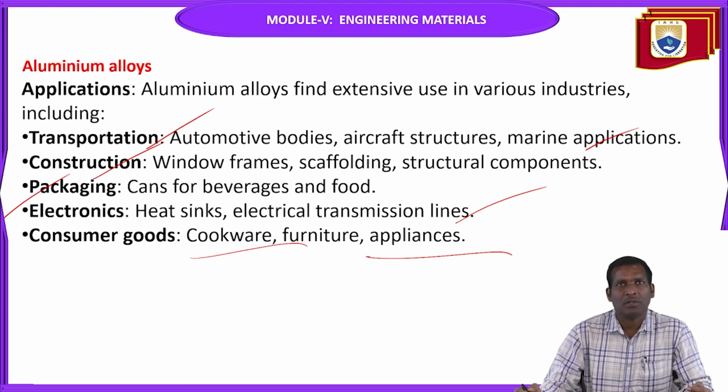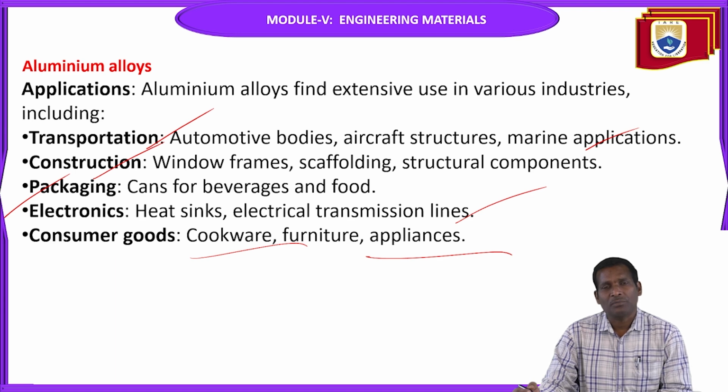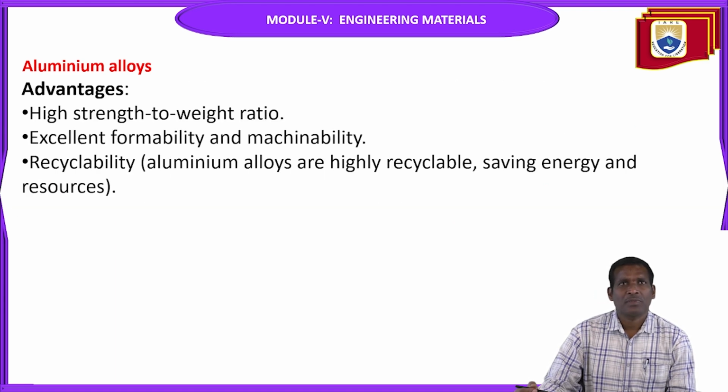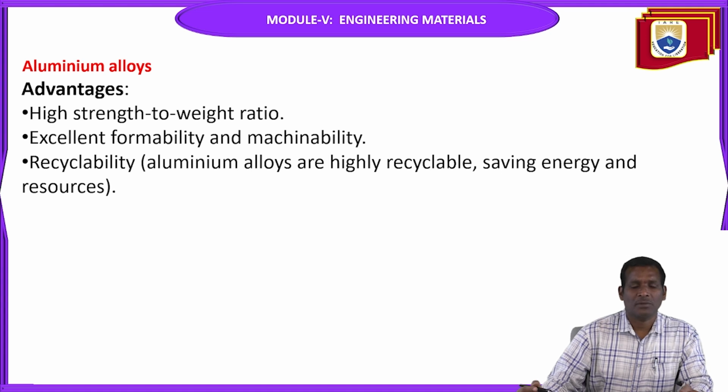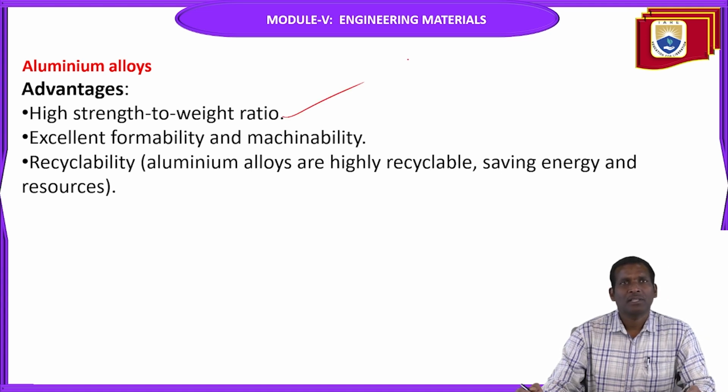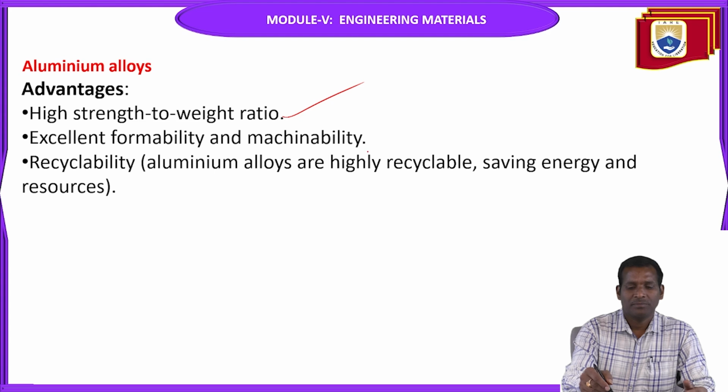So the major applications of aluminum alloys in these sectors: the transportation sector, while making the automotive bodies and the aircraft structures, these aluminum alloys are used. In the construction field, window frames and scaffolding, the structural components, and packaging, cans for beverages and food, in electronics and consumer goods also, are the major applications.